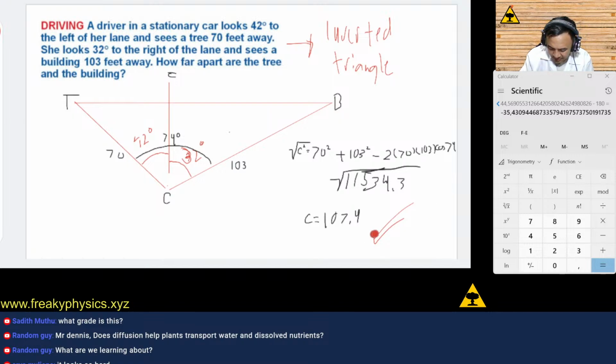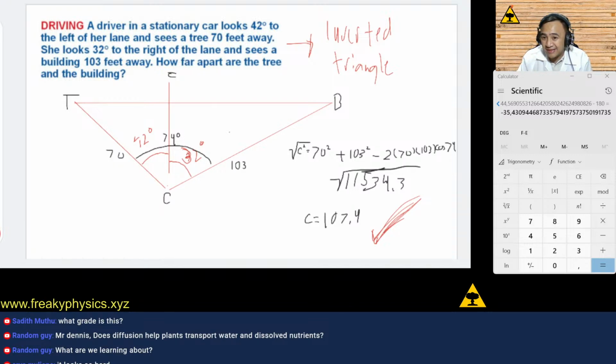Now, just a quick check without doing any solving. The maximum distance between the tree and the building should be this. It cannot be bigger than that. And this is a pretty big angle. 74 degrees is a pretty big angle, so our answer should be close to that maximum value. And that's what we get here.